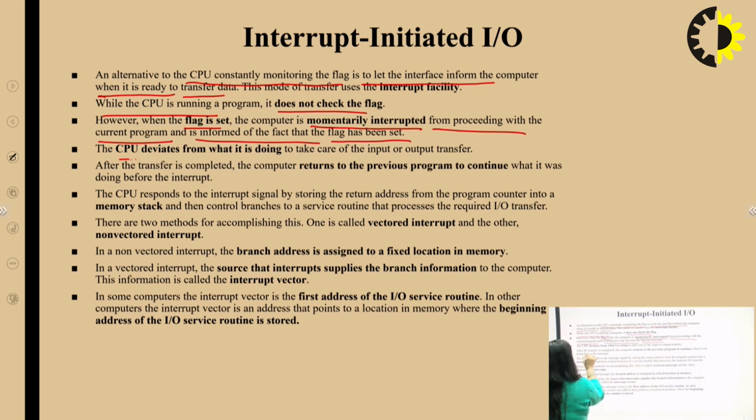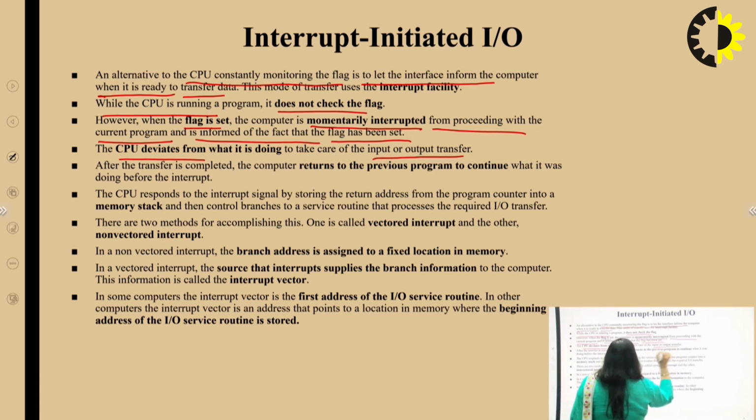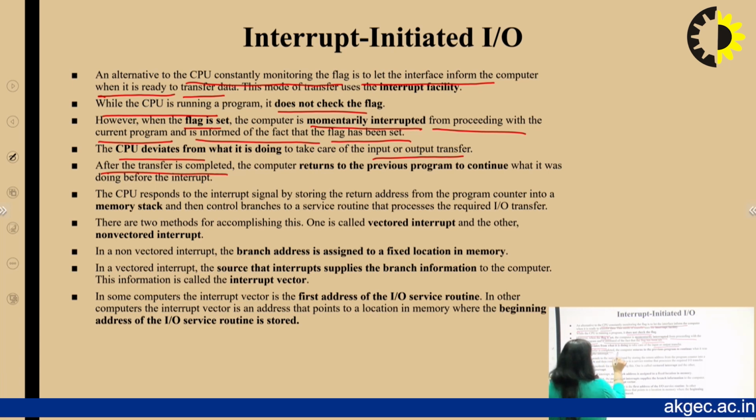Now the CPU deviates from what it is doing to take care of the input output transfer. It stops whatever program it is doing and takes care of the input output transfer. After the transfer is completed, the computer returns to the previous program which it was doing to continue. Now the CPU responds to the interrupt signal. This is the main point.